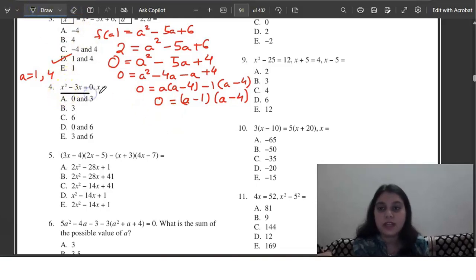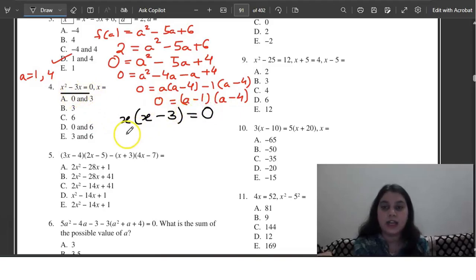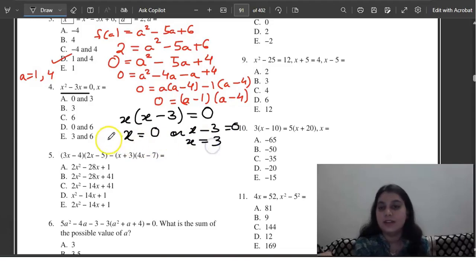So from here we are going to take the variable x common. Here we'll have x minus 3. x multiplied by x minus 3 is equal to 0. That means either x is equal to 0 or x minus 3 is 0. That would give us x equals 0 or x equals 3. So the answer will be A, 0 and 3.